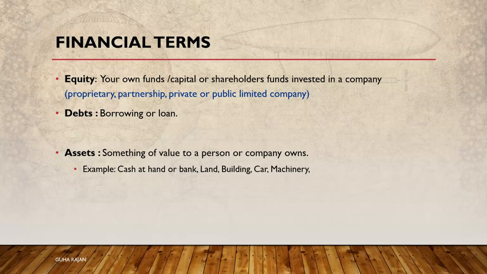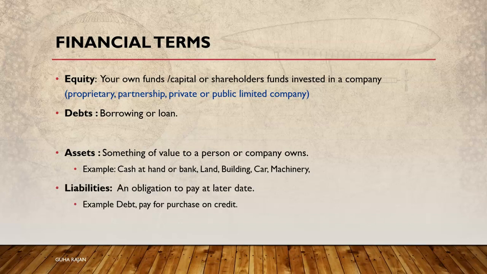An asset is something of value to a person or a company which owns it. Examples could be the cash at hand, whatever you have on your hand, or in the bank. Land, building, car, machineries, those are assets because they have a value. Even after 3-4 years, your car has a value. The machinery has a value, though the value would have reduced, and we'll see what the term for that is. Still it has a value, so in that case, it is called an asset.